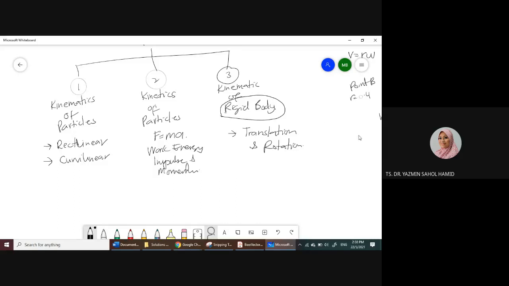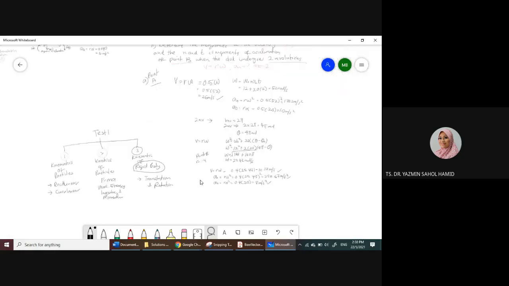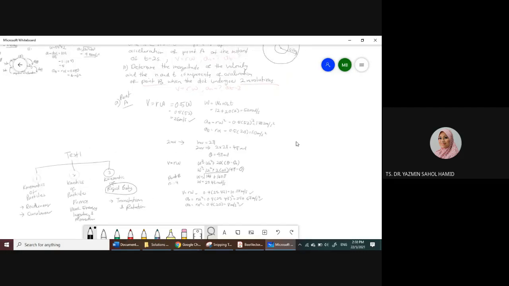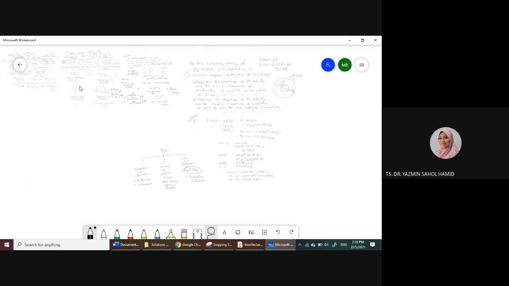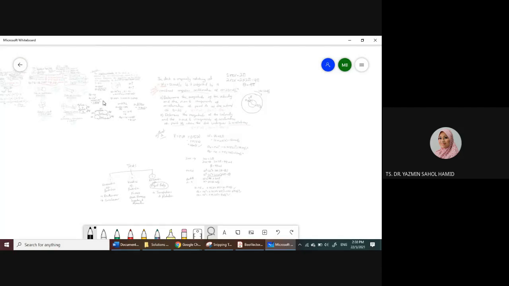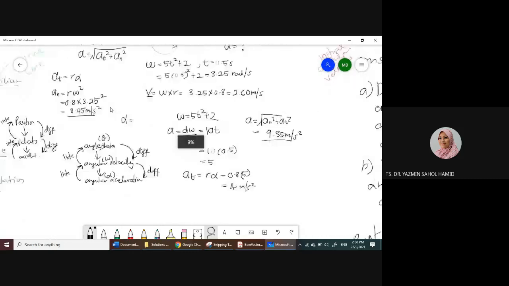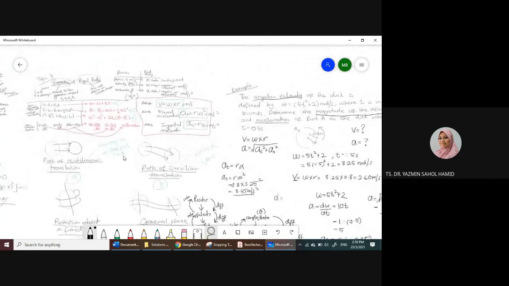Okay, so any other questions that you would like to ask me? So what I'll do is, I have one more type of question on kinematic of rigid body, with rotation and translation. That one you just watch the recorded video, can? But what is important, you understand this. You understand the basic on how to solve problems related to kinematics of rigid body. You know this whole thing here that we went through.